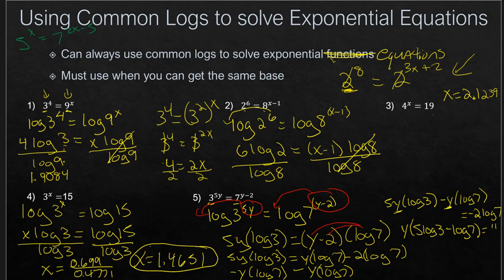All right, so I'm just going to squeeze this up here so you can really see what it's supposed to be. So it's going to be y times 5 log 3 minus log 7 equals negative 2 log 7. All right, then we're going to divide by this whole thing here, 5 log 3 minus log 7, and then your answer will be exactly what that is.